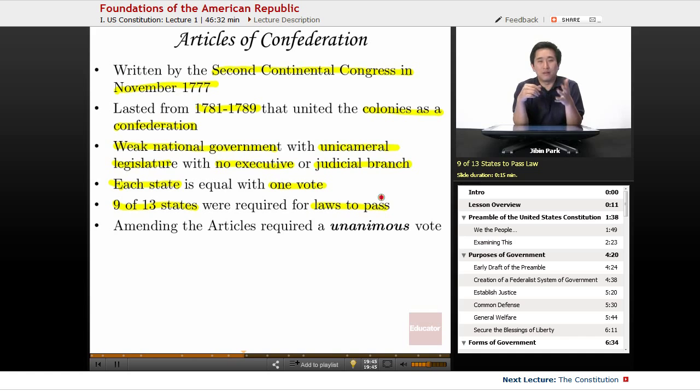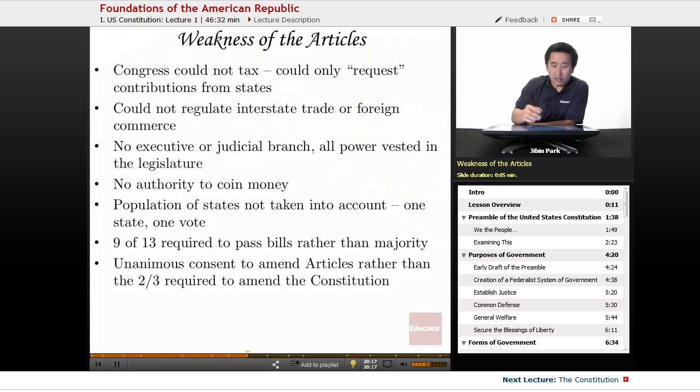So it made it very difficult to get any legislation passed using the articles. And not only that, amending the articles required a unanimous vote. So in order for there to be a new amendment, not 9, not 10, not 11, not 12, but all 13 states, or 13 of these League of States basically had to agree in order to amend the Constitution. So that would probably prove to be fairly troublesome.